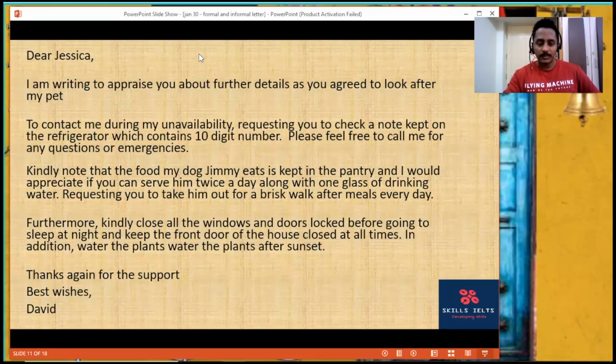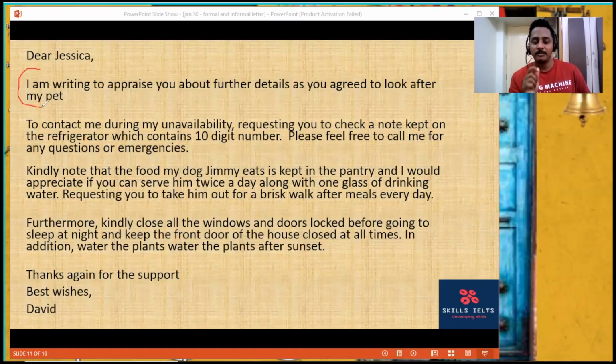Let's hold on for a second. Let's look at this and understand the mistake. See, if you pay more attention, this is formal writing. The tone is formal. That means we are not just learning informal tone, we are learning the formal tone also. I'm writing to apprise you about further details as you agreed to look after my pet. This is pure formal. So when you're given a formal letter to write, you have to use this tone. You're learning that as well. Don't think that's a mistake. You're learning the formal as well.